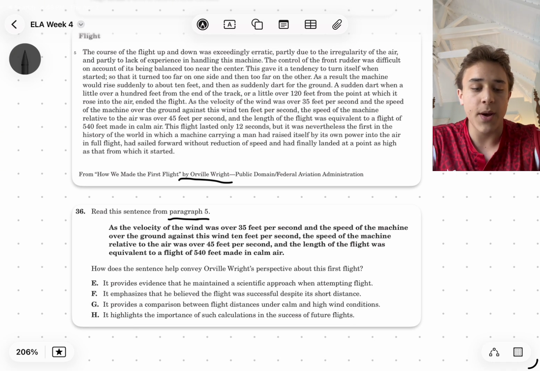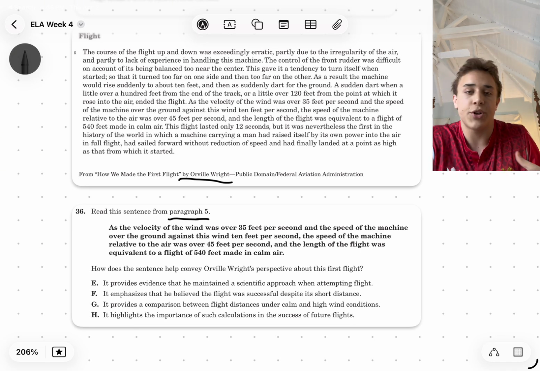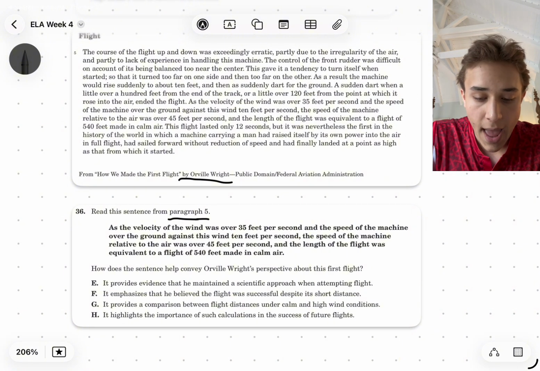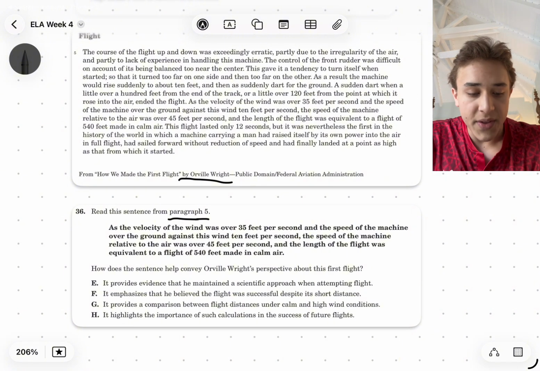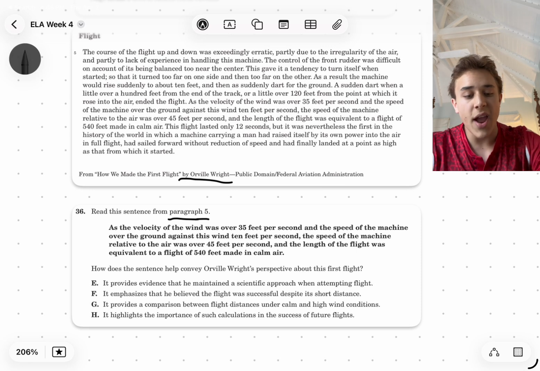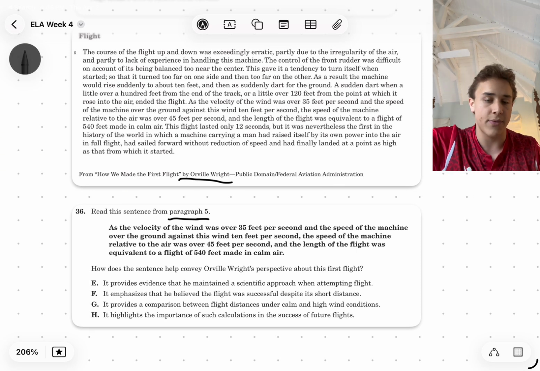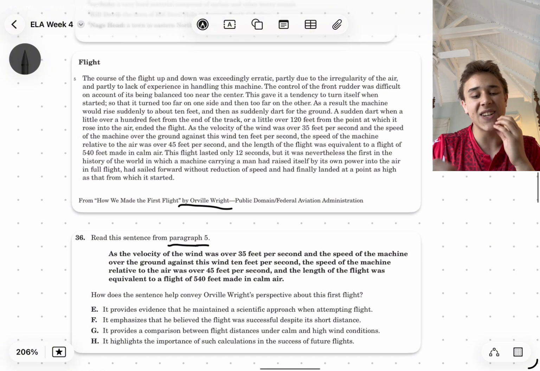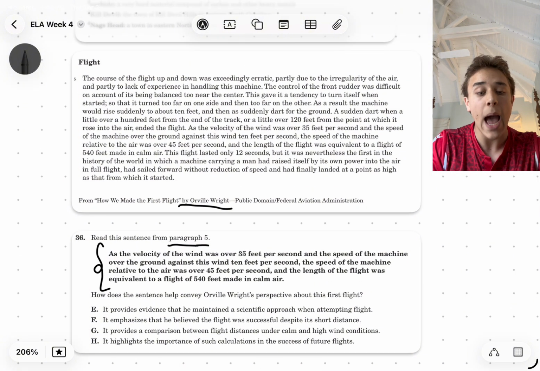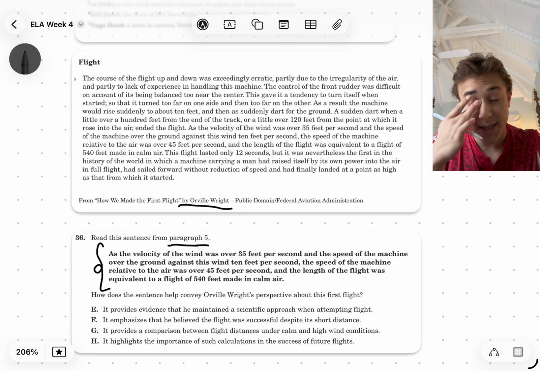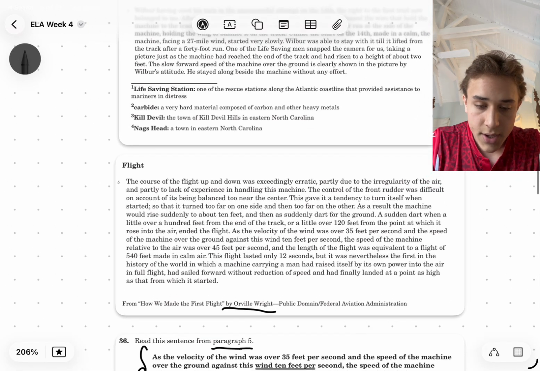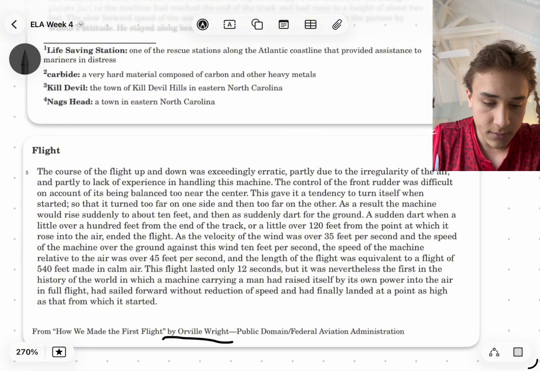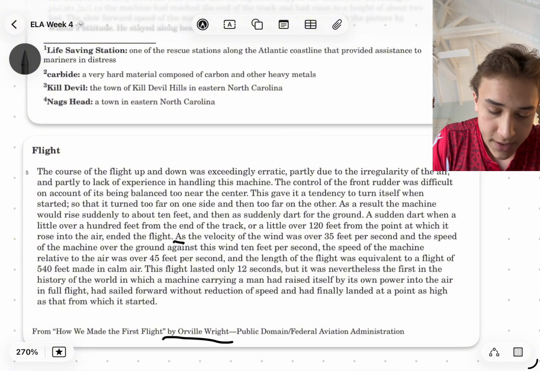So the passage essentially talks about the speed of the machine, which we know is the first plane, and the wind. Then he talks about the speed of the plane relative to the air, and how far the flight would have gotten had there not been wind. So this is all here, but we also want to look at what's happening before this section in paragraph 5. So we can find it over here. This is where it starts.